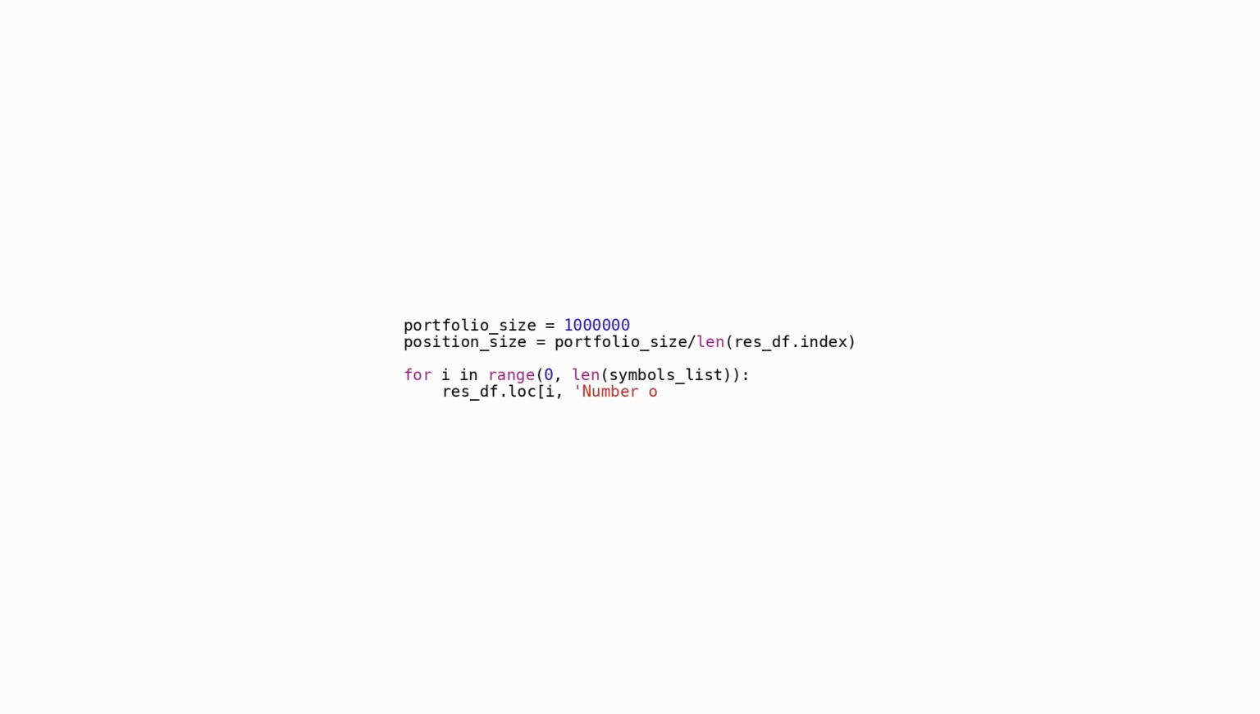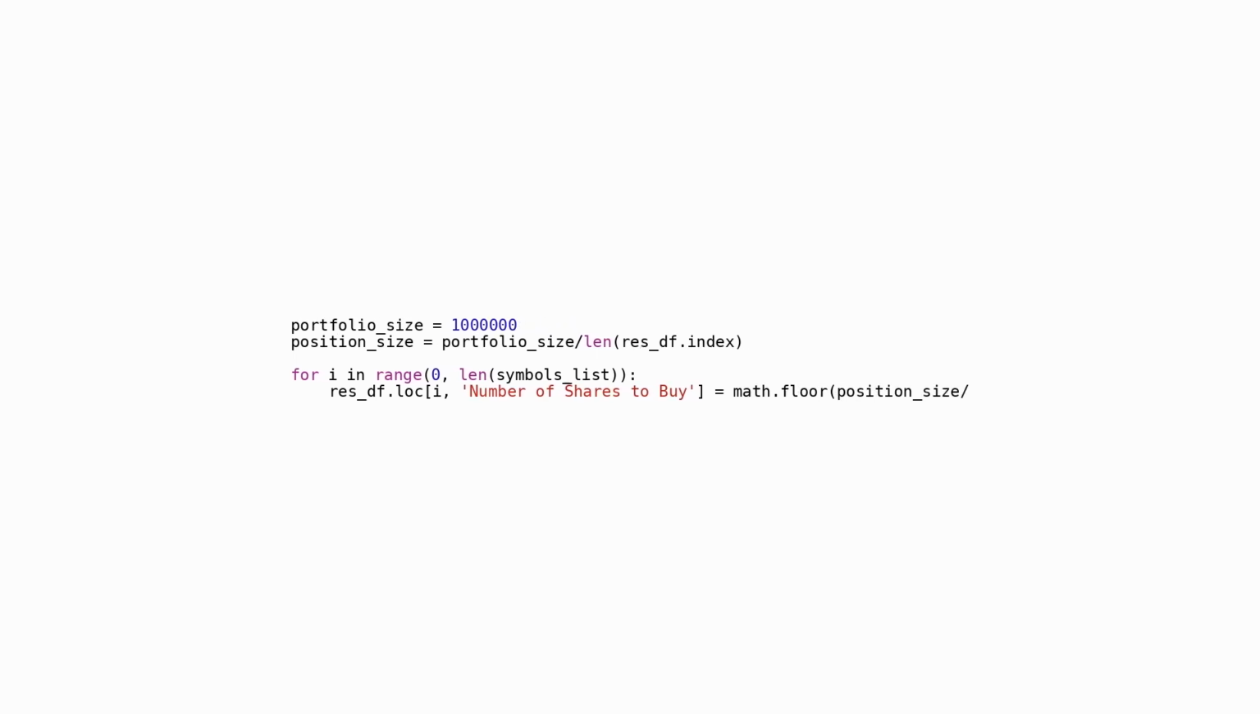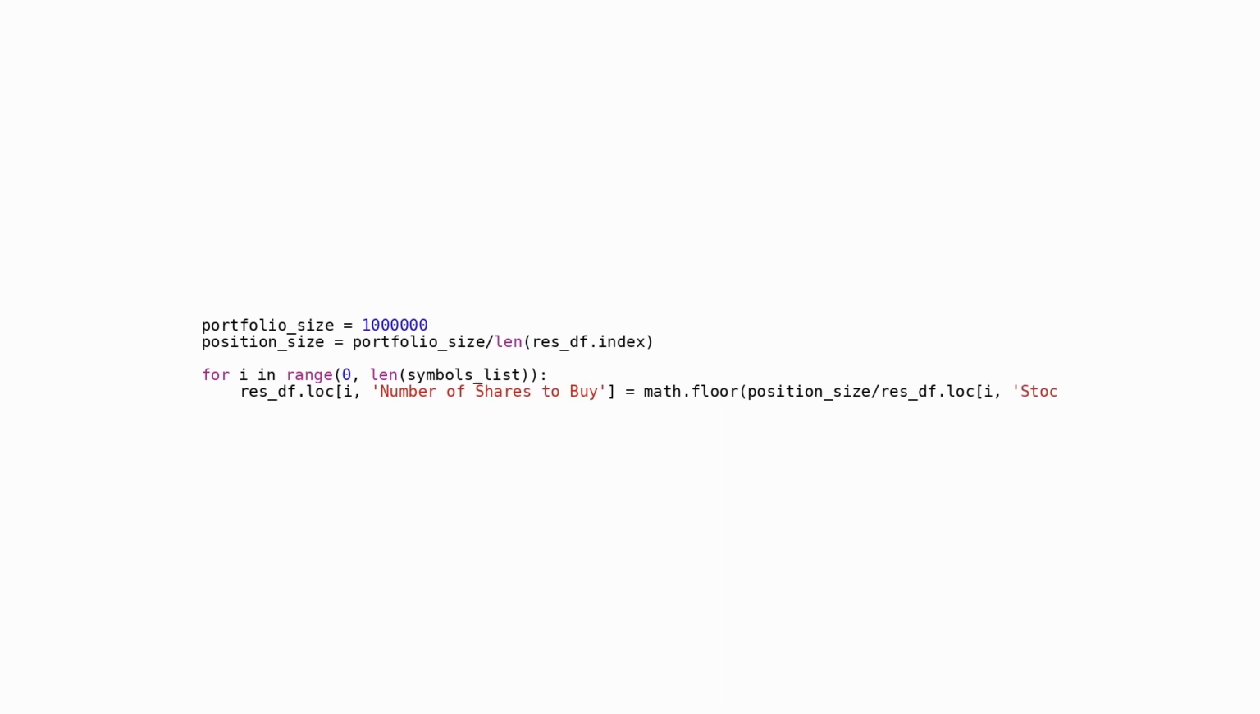This is done by dividing the position size by the stock price retrieved from the rest_df dataset and rounding down using math.floor to obtain the nearest whole number of shares. 3. Finally, it updates the rest_df dataset with the calculated number of shares for each stock.